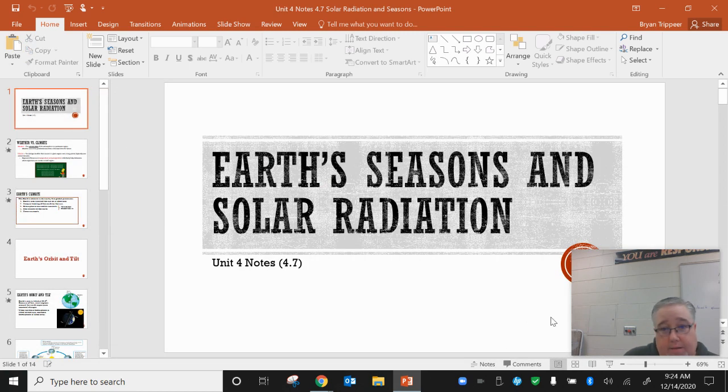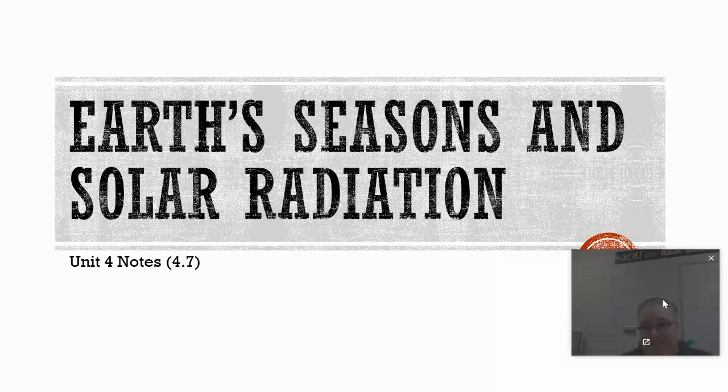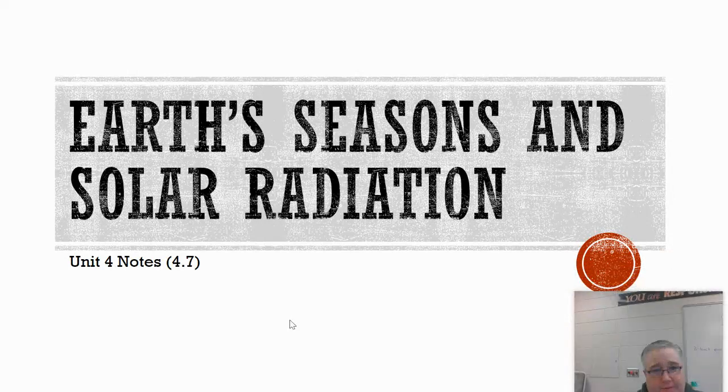All right, guys, AP Environmental. This is topic 4.7. We are going to skip over 4.6. I like to put that into another part of the curriculum, so don't worry so much about 4.6. Anyway, 4.7 deals with seasons and solar radiation, so sunlight.